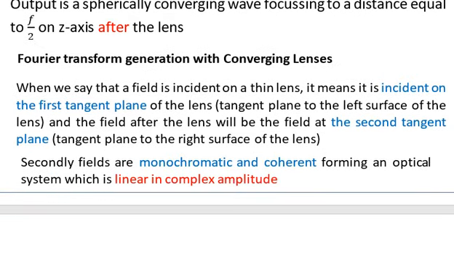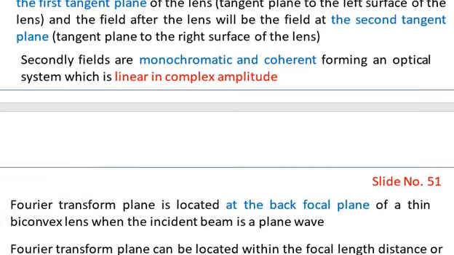Now, Fourier transform generation with converging lenses. When we say that a field is incident on a thin lens, it means that it is incident on the first tangent plane of the lens, the tangent plane to the left surface of the lens, and the field after the lens will be the field at the second tangent plane, that is, the tangent plane to the right surface of the lens. So secondly, fields are monochromatic and coherent, forming an optical system which is linear in complex amplitude.